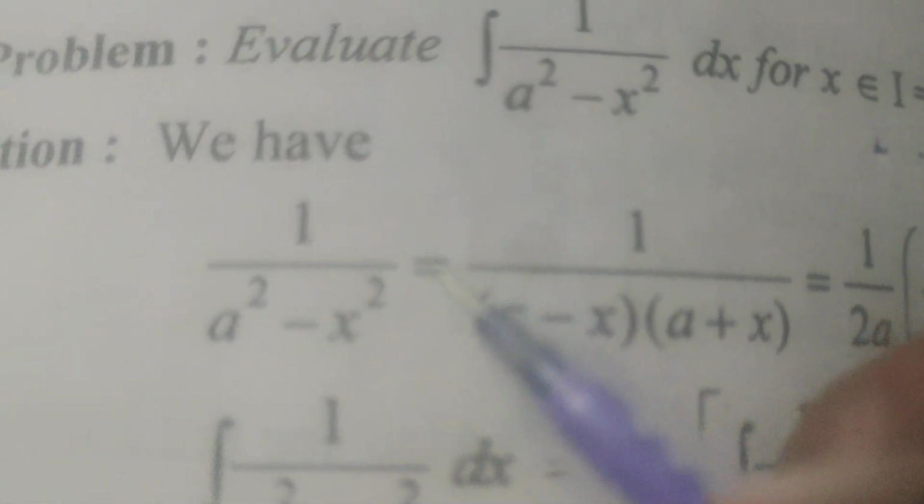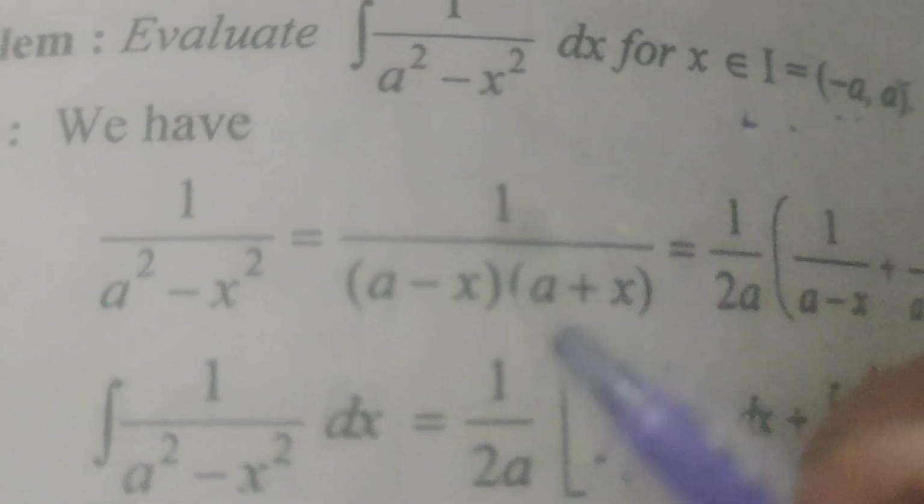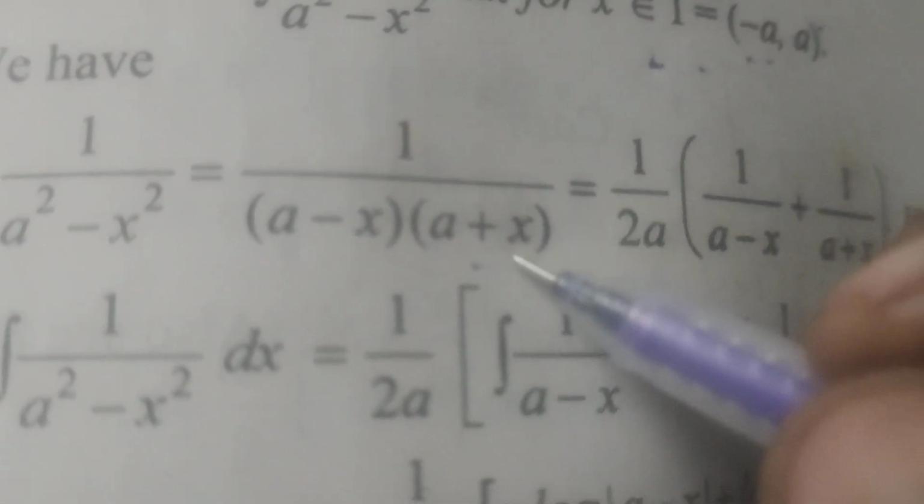Now find out what is the value of 1 by a square minus x square. Here we apply the formula. What is a square minus b square? It is a plus b into a minus b. So in the same formula, here a square minus x square, in place of b here just x is there. Therefore a plus b into a minus b means a plus x into a minus x.